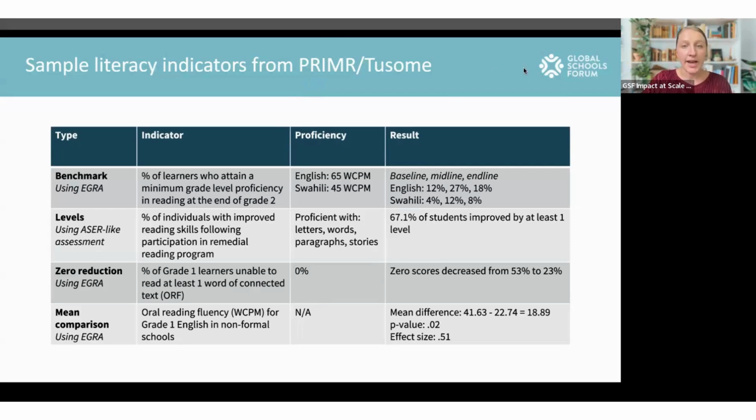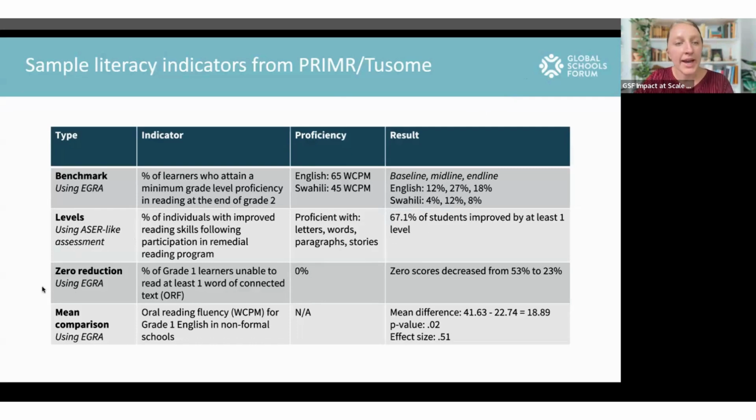A different type of indicator is looking at the percentage of children who have improved by at least one level. So USSER-like assessments are really good for this, but you can do it with EGRA and EGMA as well. So an indicator would be the percentage of children who have improved reading skills. And as part of the remedial reading program, 67.1% of students improved by at least one level.